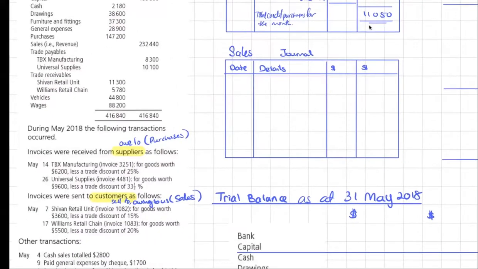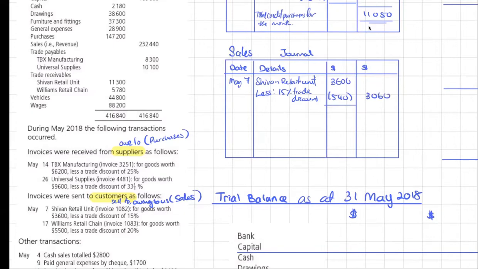Next one will be our sales. Sales journal will be May 7, Shivan Retail Unit, 3,600. Then less 15% trade discount. The trade discount is a discount only given when you buy in bulk. If you don't buy in bulk, you cannot get trade discounts. 540. So 3,060.